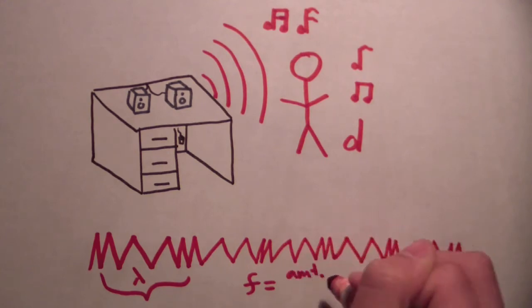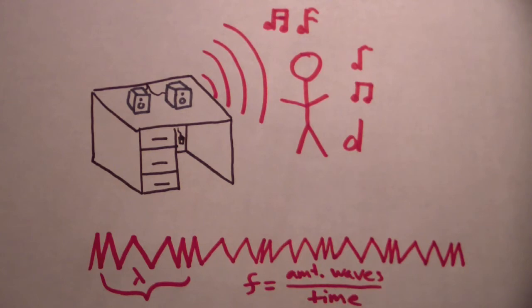The frequency is the amount of waves that happen over a certain amount of time. The symbol for the frequency is the little curvy F. The most common unit for frequency is hertz, which is waves per second.